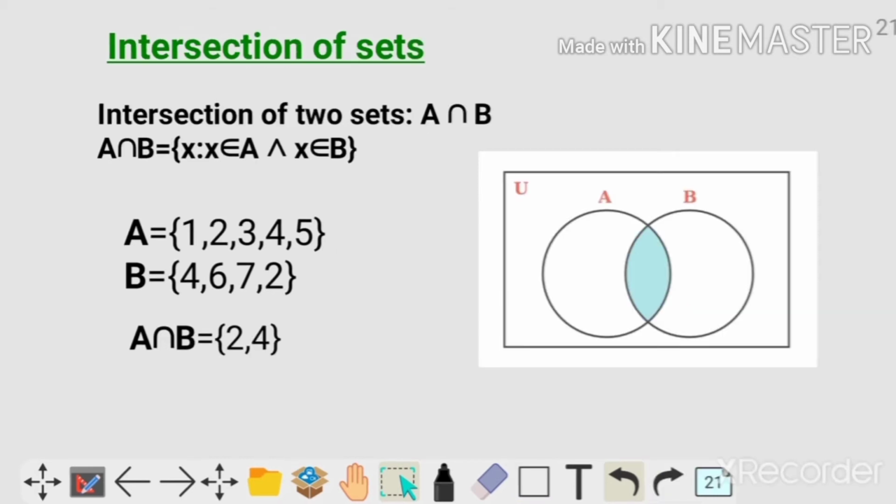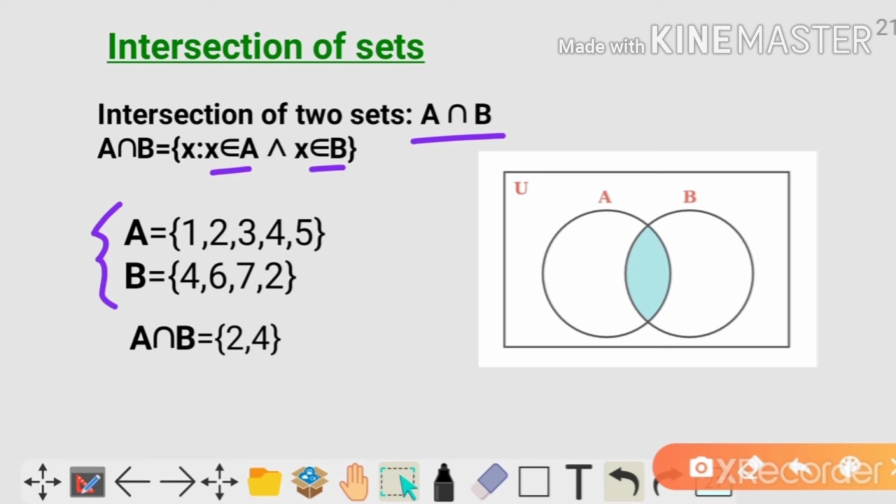Now we will learn about the intersection of sets. Here intersection of sets is denoted by this sign, A intersection B, and the definition of A intersection B is, it contains all the x where x belongs to A and x belongs to B. That means it contains all the common elements of the two sets.